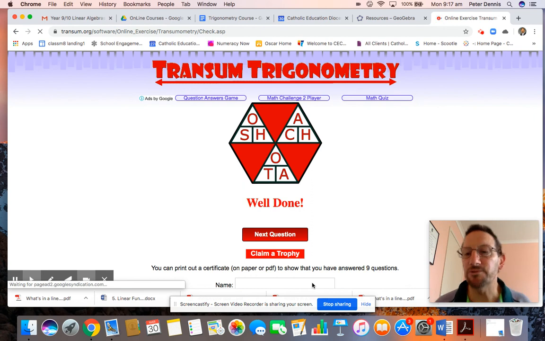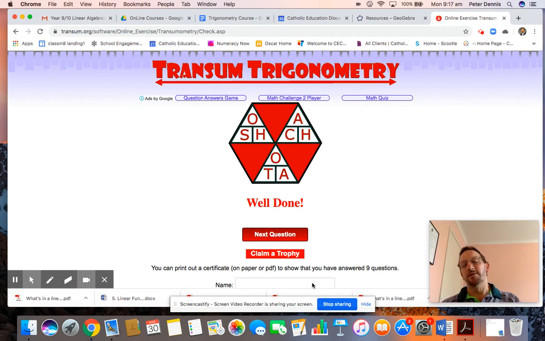So there were 3 very, very quick examples of how to use it. Remember, the basic steps are: which ratio are we going to look at first? Are we going to look at sine, cos, or tan? That's the most important thing. Are we finding an angle? If we're finding an angle, we have to press shift.